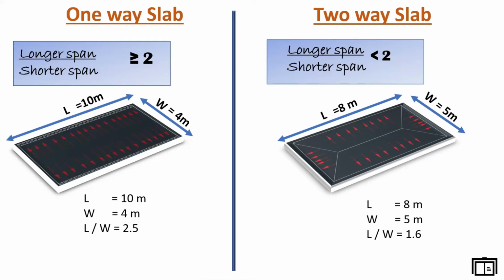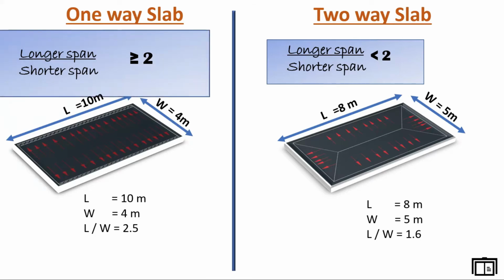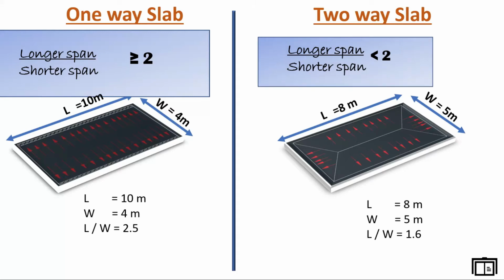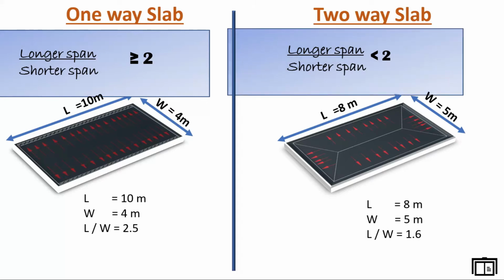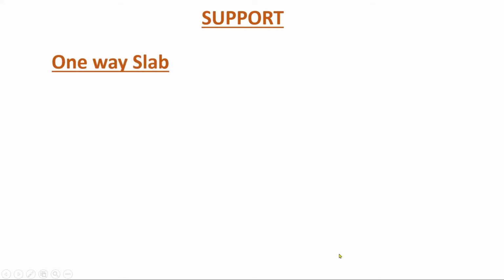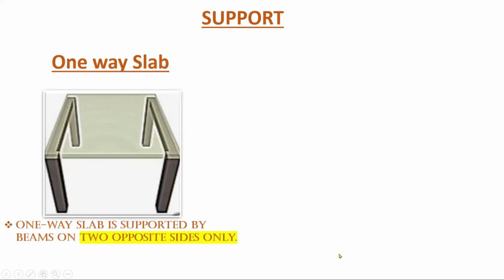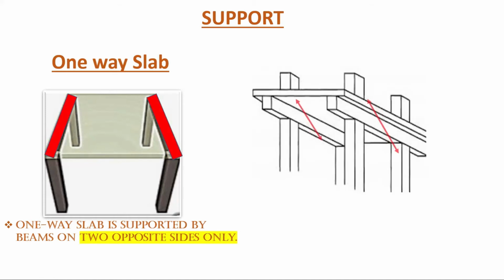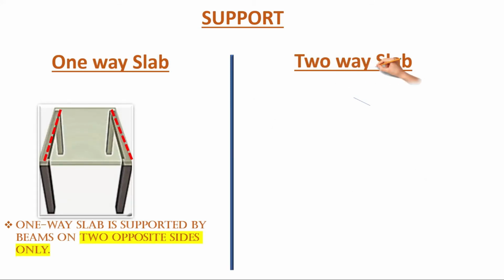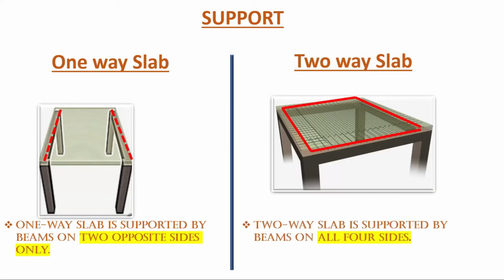Highlighting the points once again, for a one-way slab, the longer span to shorter span ratio is always greater than or equal to 2. And for a two-way slab, the longer span to shorter span ratio is always less than 2. Support. One-way slab: one-way slabs are supported by beams or walls on two opposite sides only. Two-way slab: two-way slabs are supported by beams on all the four sides.